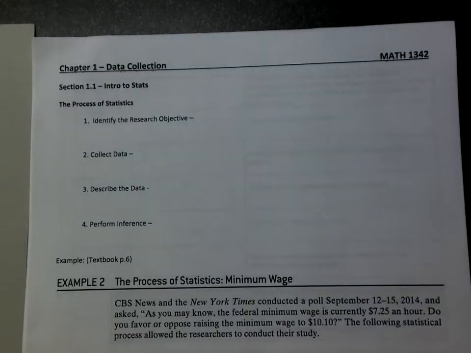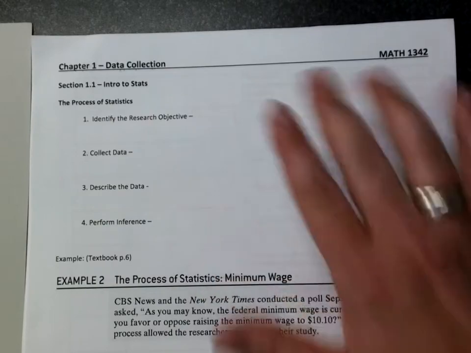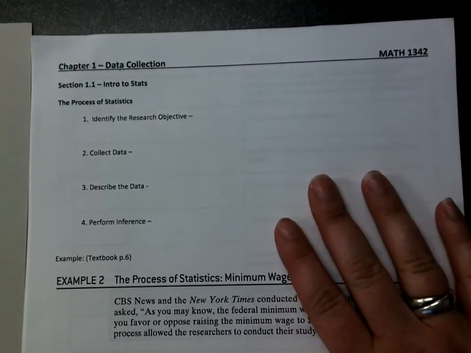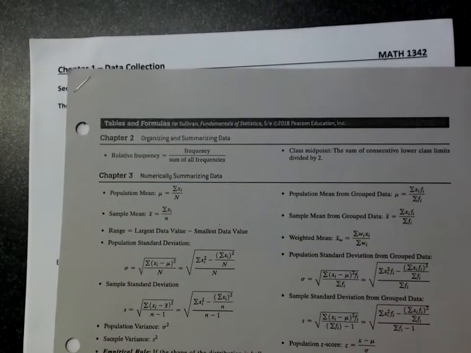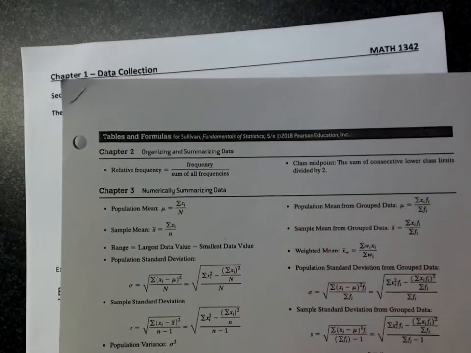All right, this is Chapter 1 on data collection. If you print the guided notes, this will follow those. You might also want to print the tables and formulas pages. There are 8 pages. You might just want to print them and kind of staple them together so you can always have them to refer to.